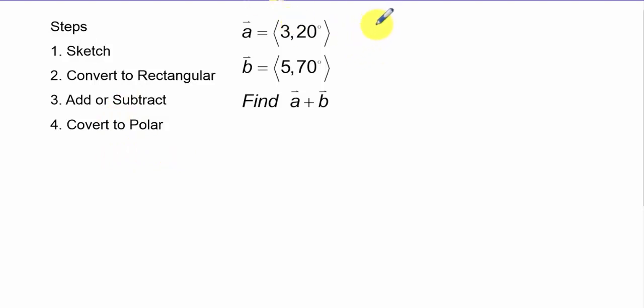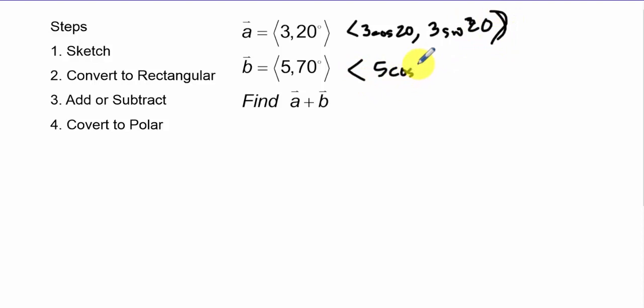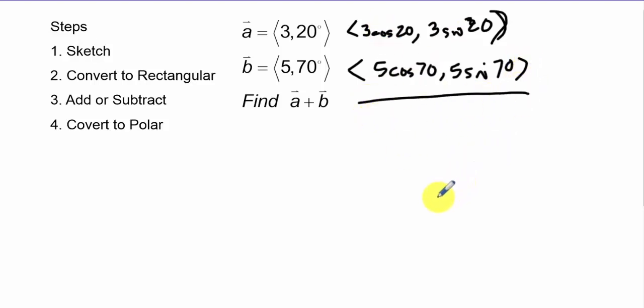We know to convert, we go r cosine theta, so 3 cosine 20 to get my x component, and my y component is 3 sine 20. And then likewise 5 cosine 70 and 5 sine 70. These will all be in rectangular form now. When I add the x components, I get a total of 4.52. And then when I add the y components, I get a total of 5.72.